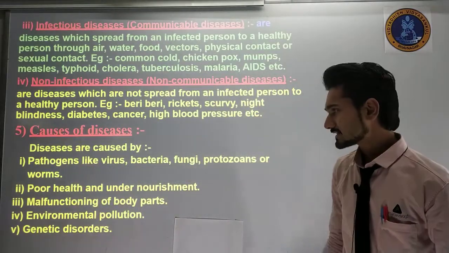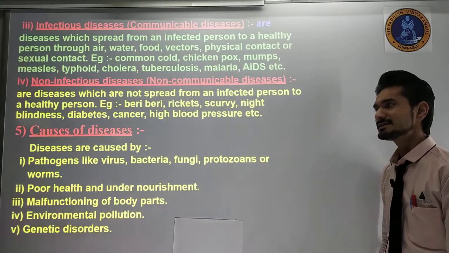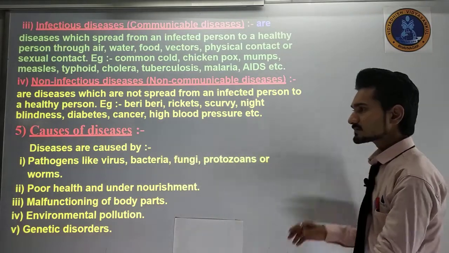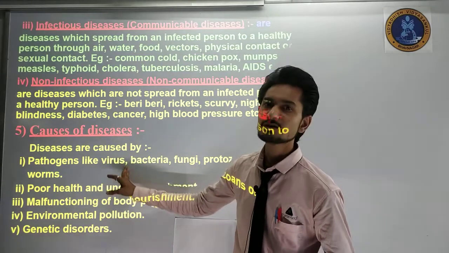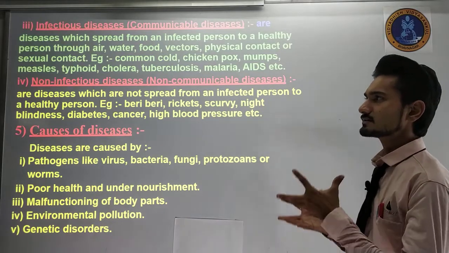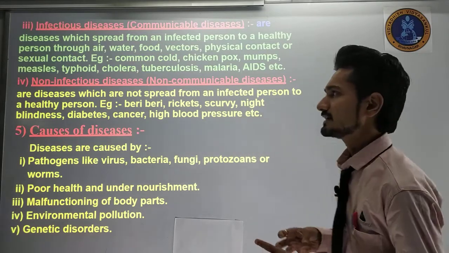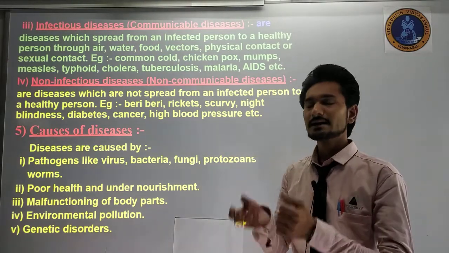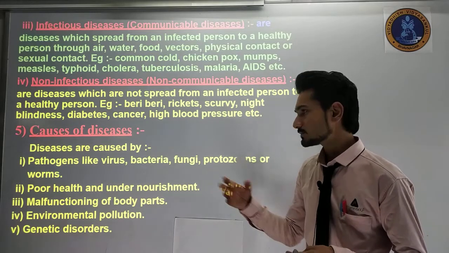So pathogens like virus, bacteria, fungi, protozoa, and worms, these are all the things that will cause the disease. Okay, you can understand that virus is like, in recent time we have heard the word coronavirus, so it will be the same thing. Some of the bacteria will cause disease in the human body, like common cold or chicken pox, and by involving the bacteria we will get these types of disease.